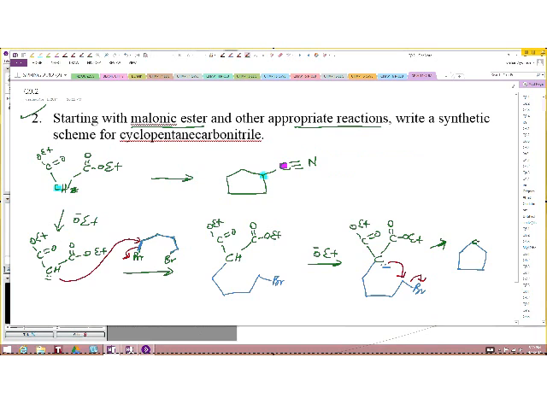And this is this carbon right here. Okay, so now we have this, and now we have this. We have that. So now at this point, what do we want to do? We do hydrolysis. We want to hydrolyze the ester to carboxylic acid.